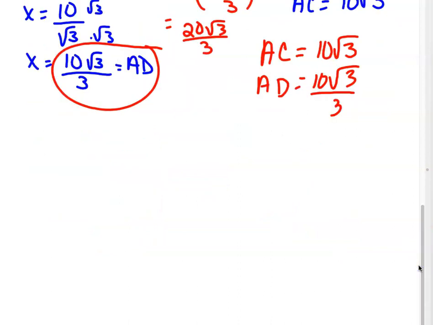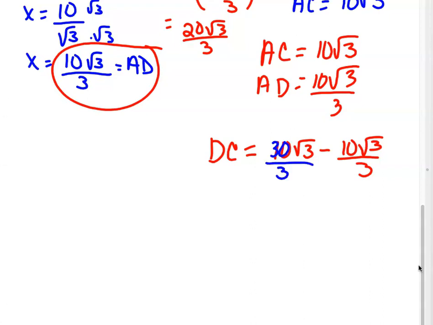So side DC is going to be AC minus AD. 10 root 3 minus 10 root 3 divided by 3. Getting a common denominator, we'd have to think of this as 30 over 3 instead of a 10. And so 30 minus 10, we'd have 20 root 3 divided by 3 for side DC.